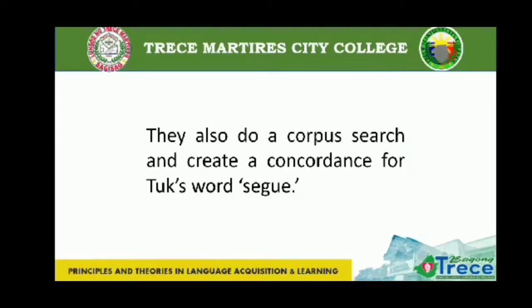And then they also do a corpus search and create a concordance for Tuk's word "sige." They discovered that it is only used infrequently. There were only 2 instances in the entire 100 million word BNC, or British National Corpus. Moreover, one of them was in the name of a company, and both instances were found in written text. They concluded that the Indonesian student was probably right. It probably is not likely to be used often in conversation. And then Tuk says that she will let him know.